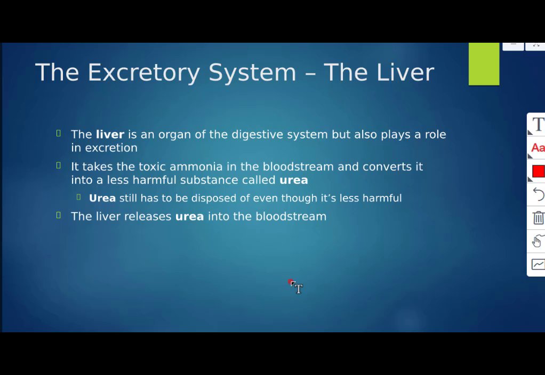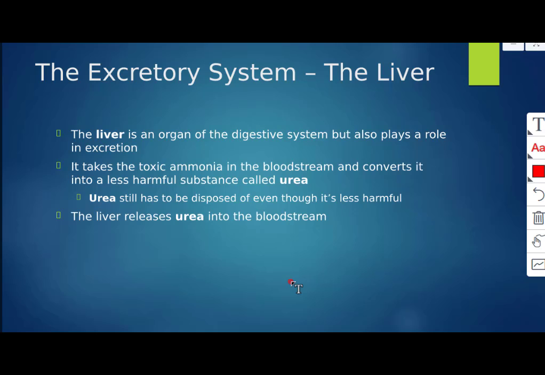All right, the liver has an important function in excretion as well. Recall, we talked about the liver when we were looking at the digestive system. It is an organ of the digestive system, but it also plays a role in excretion. What the liver does is it takes that toxic ammonia that was produced when we break down proteins, and it's going to convert it into a less harmful substance called urea. This urea is less harmful, but it still has to be disposed of. So it still has to be excreted out of the body.